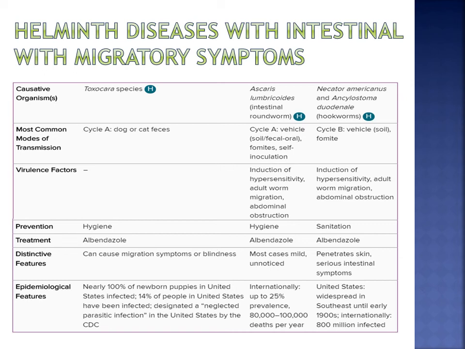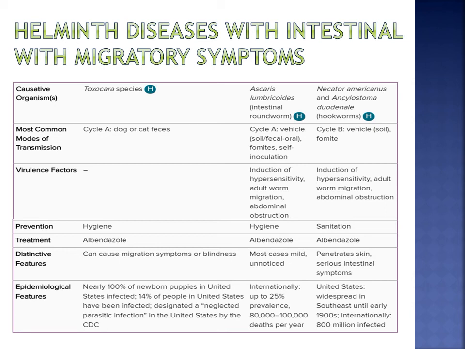One of the distinctive features of this one is that because of those migration symptoms, it can actually go up to the, I just lost the word, optic nerve, and can actually cause blindness. It can kind of sit behind that eye and blind the patient. This is very common, especially in dogs. It's estimated that about 100% of newborn puppies are infected with this at some point, and then about 14% of people in the US have been infected at some point, just again because dogs and us live in very close proximity. This is another one of those neglected parasitic infections.